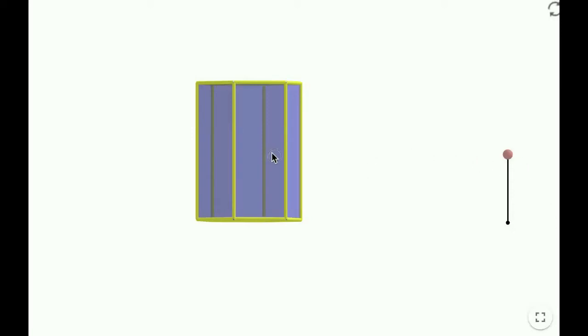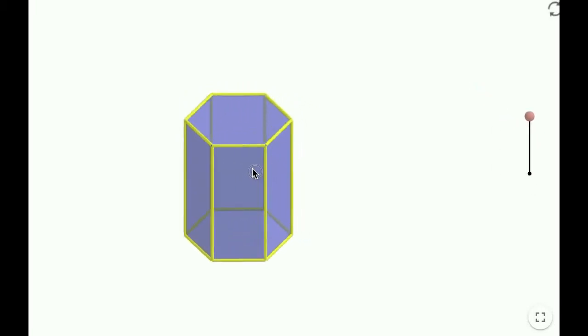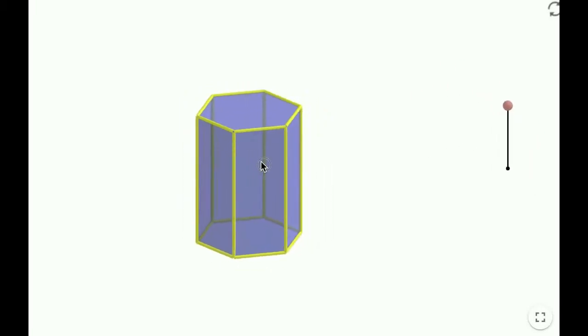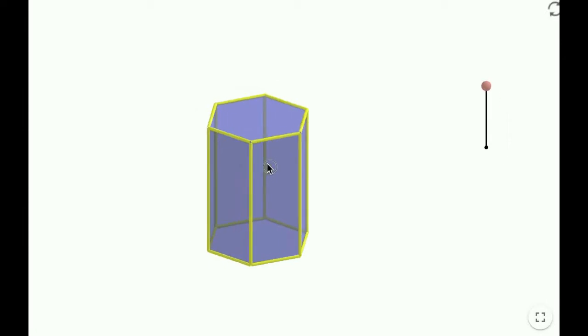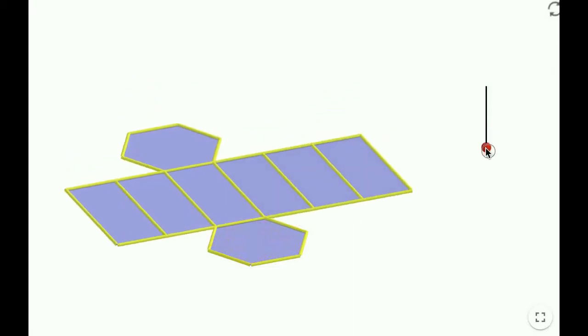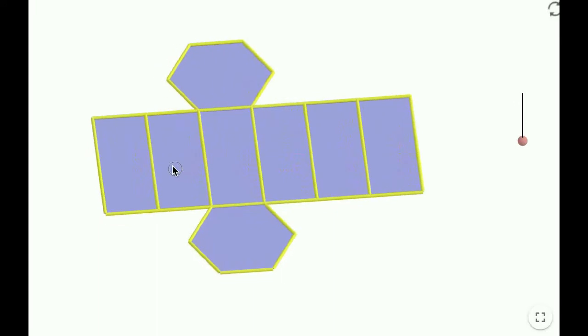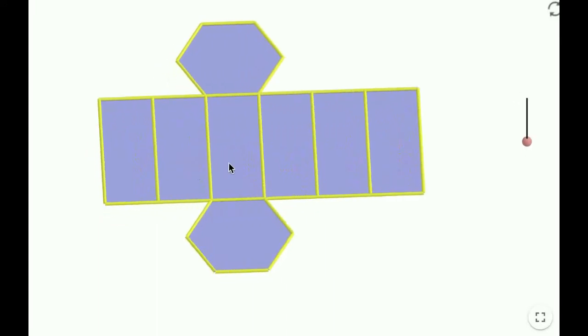I want to take a few minutes to look at some prisms and their nets to help us develop what the lateral area and surface area of prisms and pyramids and cylinders and cones will be. So here is a hexagonal prism, and what we're going to notice here is if we open this thing up and look at the net of it. Remember, the net is the two-dimensional shape that can wrap around the three-dimensional shape.